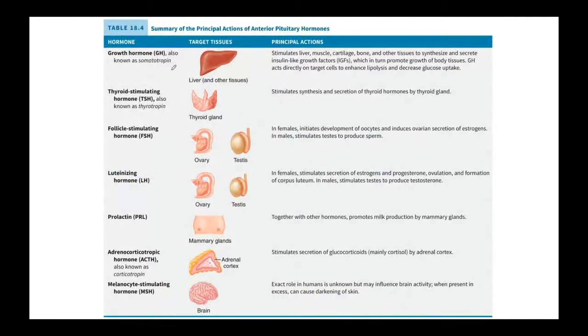Okay? So to review here, right, growth hormone, we see that it stimulates the liver, the muscle, cartilage, bone, and other tissues to synthesize and secrete these insulin-like growth hormone factors, which promote growth of body tissues. Okay, growth hormone also targets cells to help lipolysis, which is fat breakdown, and decrease glucose uptake. Your thyroid gland stimulates the synthesis and secretion of thyroid hormone.